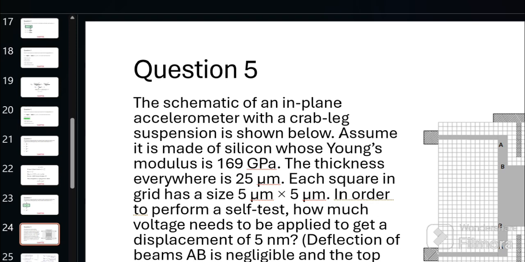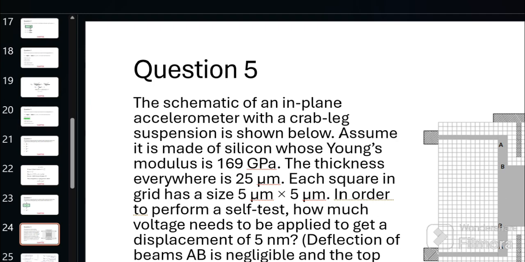In order to perform the self test, so basically just testing the accelerometer, we need to apply some voltage, and we need to achieve the displacement of 5 nanometer. Basically, in an actual accelerometer, the capacitance is what is measured. So the voltage will be constant.